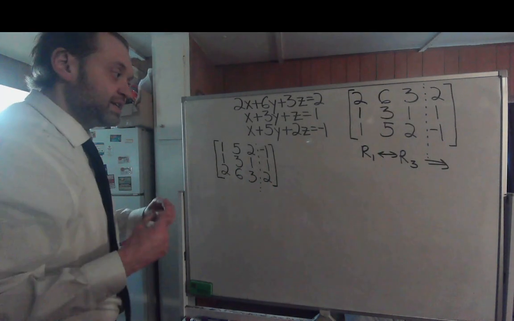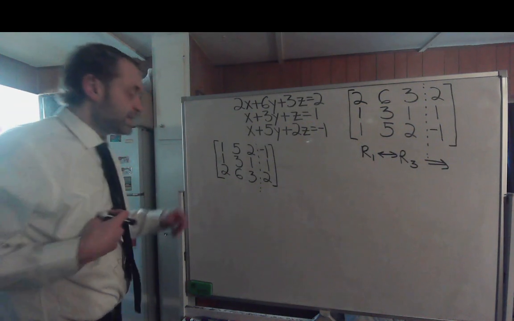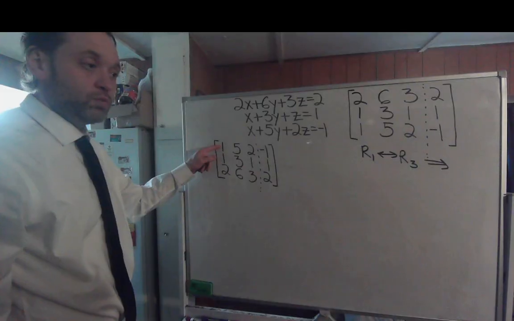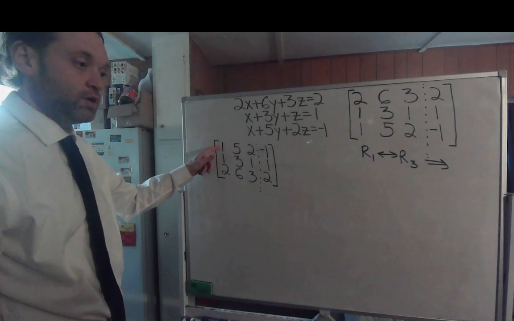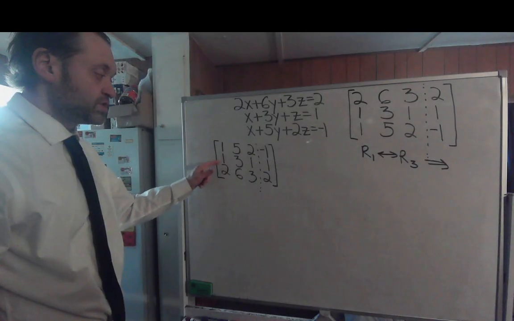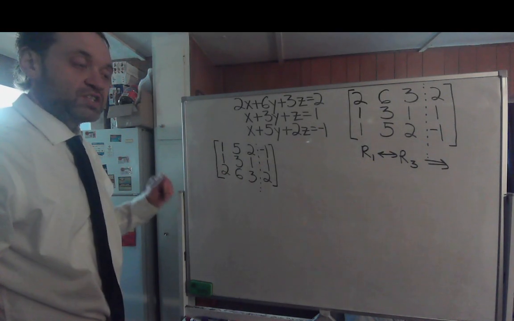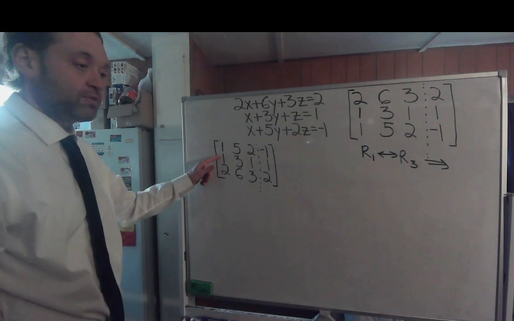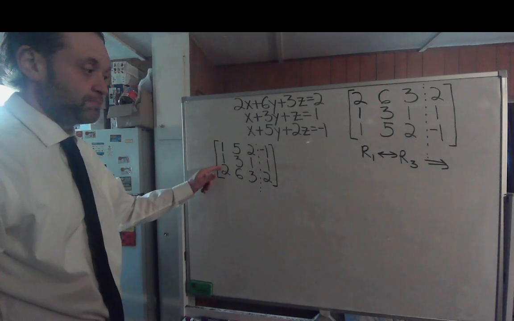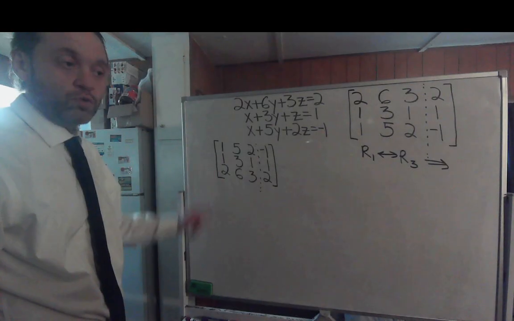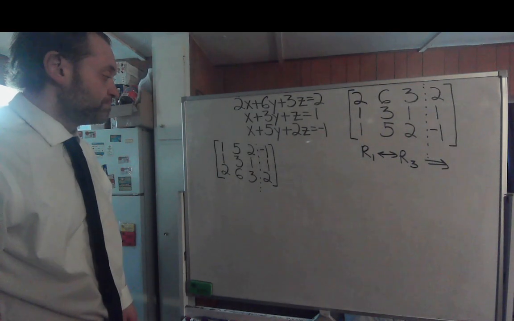Now this is nice here because the leading digit in the first row is a 1. We've already settled the first row. But we need to deal with rows 2 and 3. We need to start out by making the first digit in rows 2 and 3 a 0. That's how we're going to start getting this on the way to row echelon form.